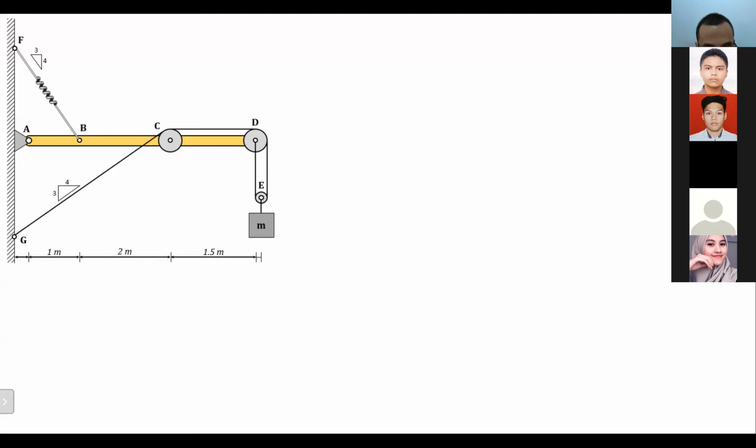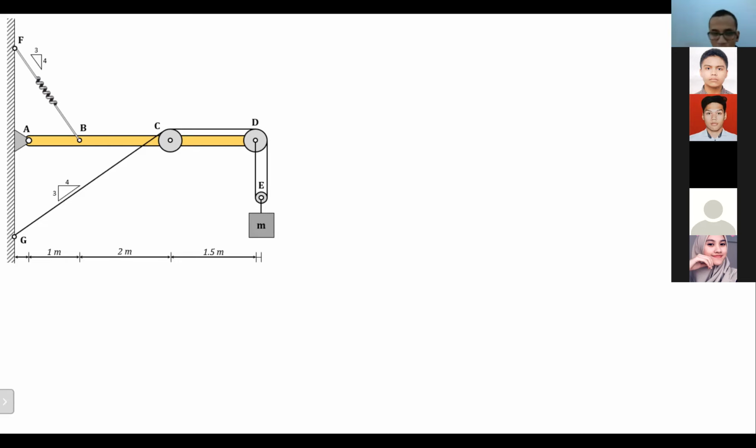What I did in this question is, for the AY, I used moment at B, and I got the AY, but the others I don't know. For the AX, I don't know if it's wrong or not, but I cut it in the middle of B and C. But for the FB, I couldn't find a way to find it.